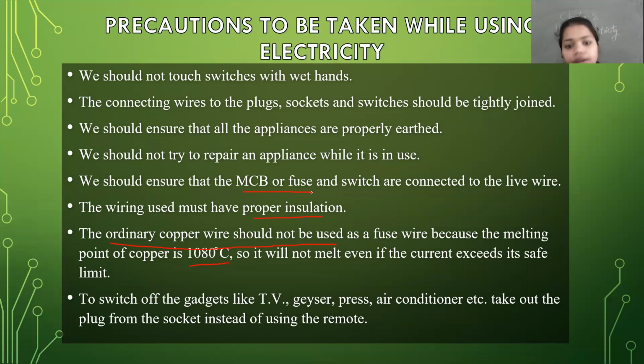Some of the general reasons are mentioned here, that we should not touch with wet hands. All the connecting wires, plug sockets, etc. should be tightly joined. We should ensure that the appliances are properly earthed, and we should not try to repair any appliance when it is in use. When the connection is on, when the electricity is passing, we should not repair any appliance. And lastly, to switch off gadgets like TV, geyser, etc., it's better to take out the plug from the socket instead of just using the remote.